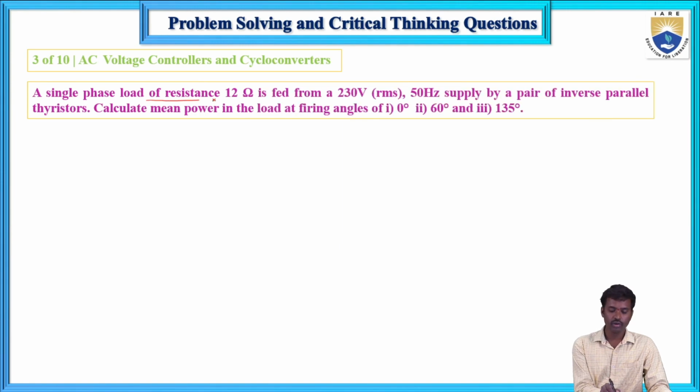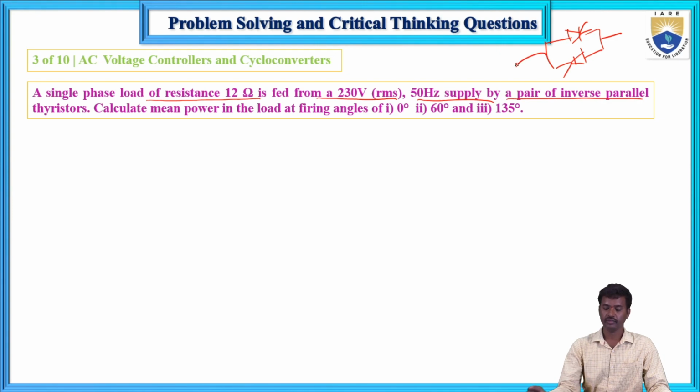Next, the third question. A single phase load resistance of 12 ohms is fed from a 230 volts RMS, 50 Hz supply through a pair of inverse parallel thyristors. This is one thyristor and this is the other thyristor, connected to the AC supply and there is a load. For firing angles of 0, 60 and 135 degrees, calculate the mean power.